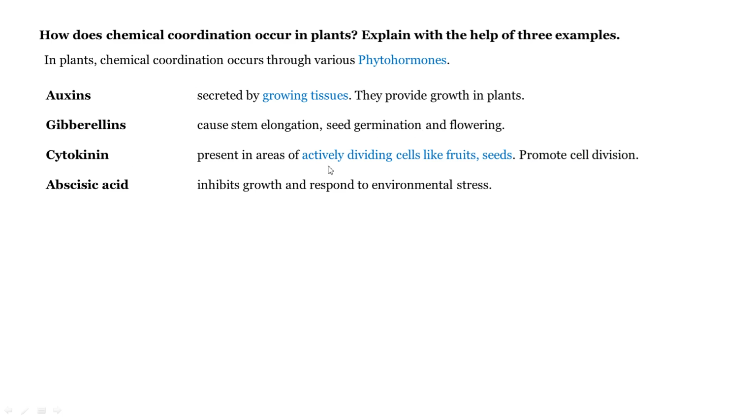Cytokinin is present in areas of actively dividing cells like fruits and seeds. They also promote cell division. Abscisic acid inhibits growth and responds to environmental stress. So this is the answer to this question.